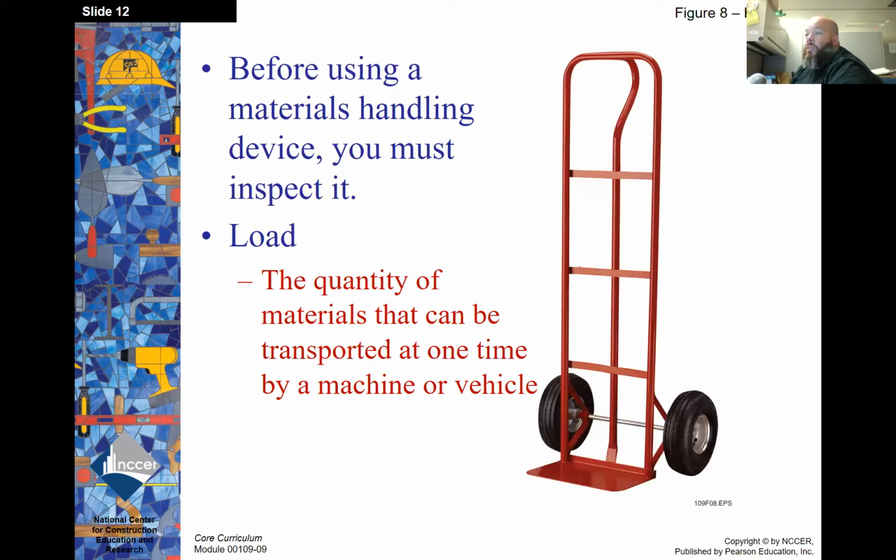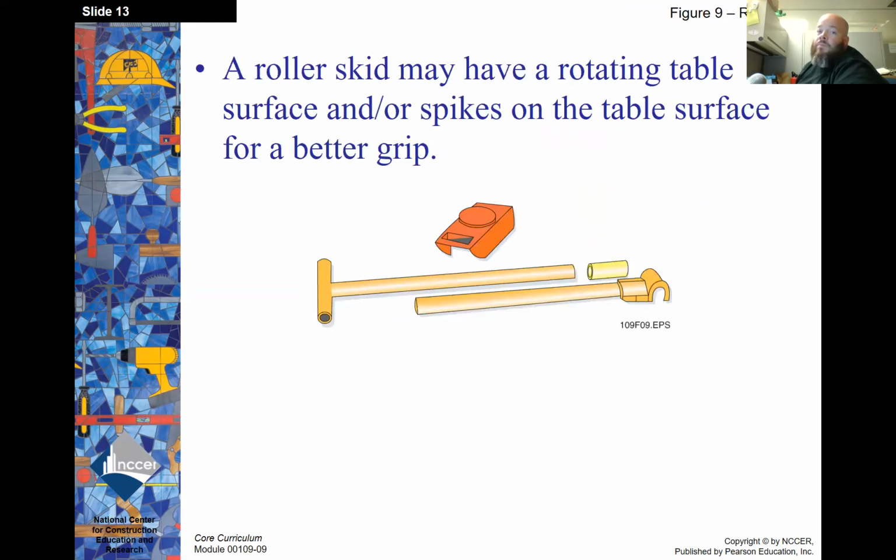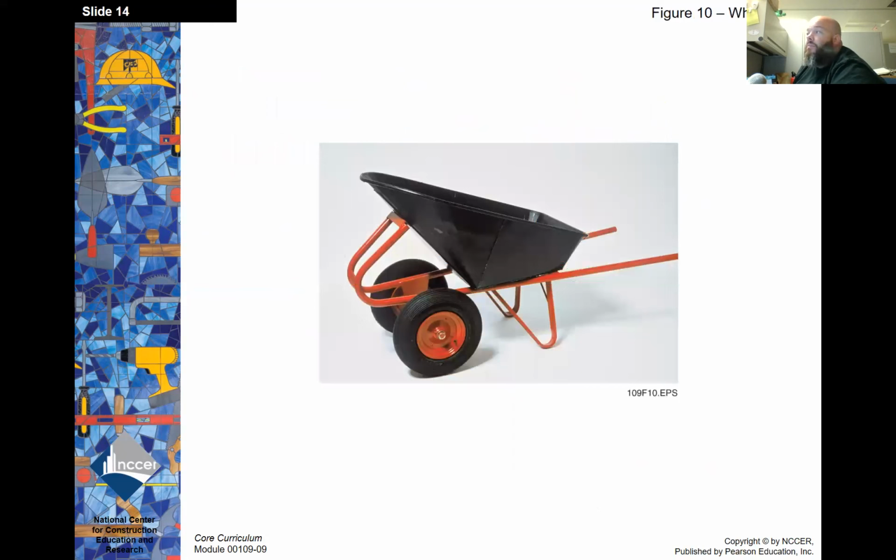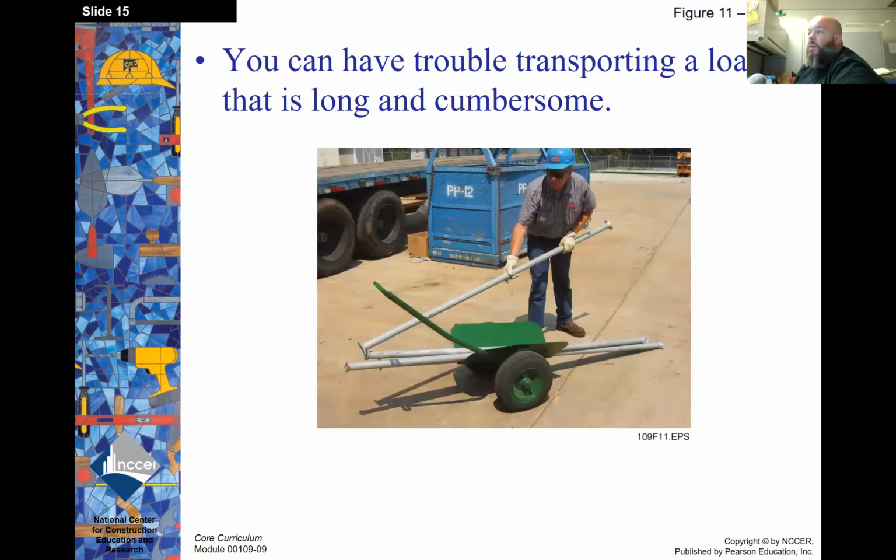Before using a materials handling device, you must inspect it. Load: the quantity of material that can be transported at one time by a machine or vehicle. A roller skid may have a rotating table surface and/or spikes on the table surface for better grip. This is a pipe mule.